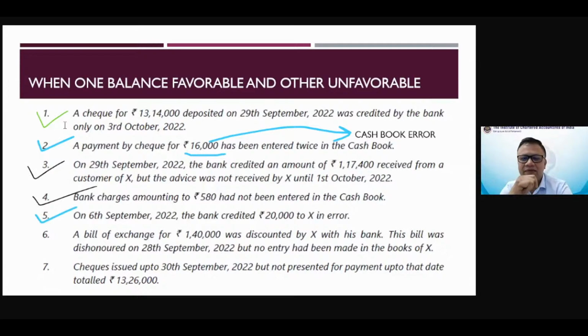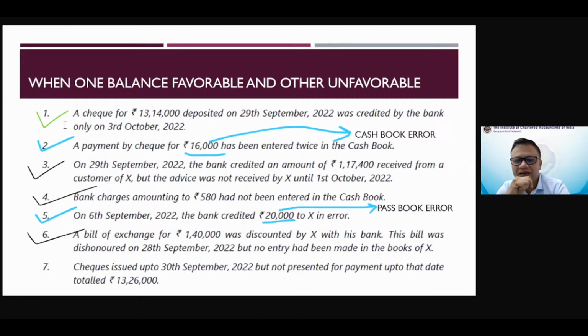Then the bank has credited 20,000 to X in error. So this is an error by the bank. The second point dealt with the error on the cash book side, but the fifth point dealt with the error on the bank side. So the second one is the error by the cashier, the fifth one is the error by the banker. The blue ones are all the errors. So this is a passbook error.